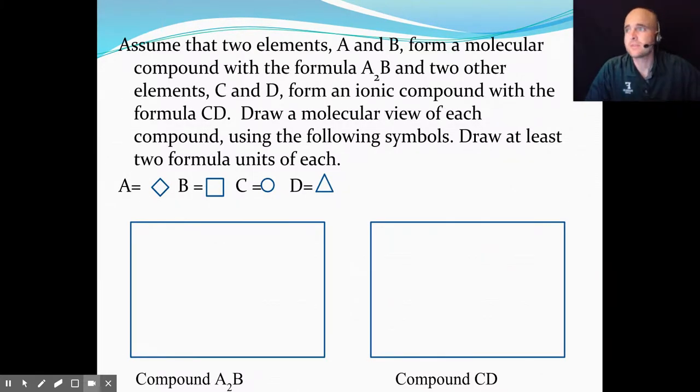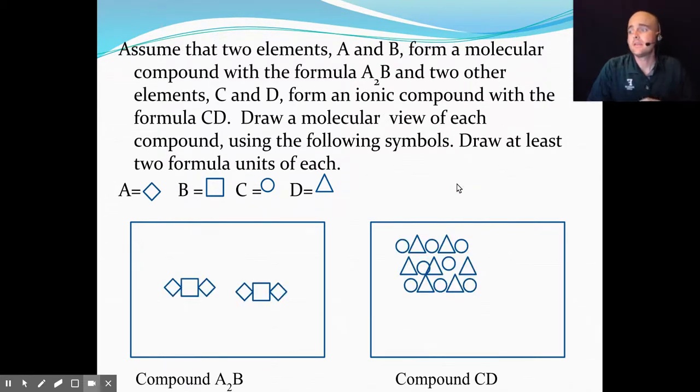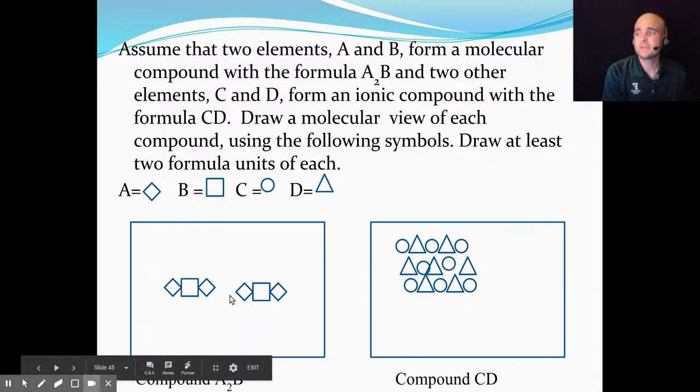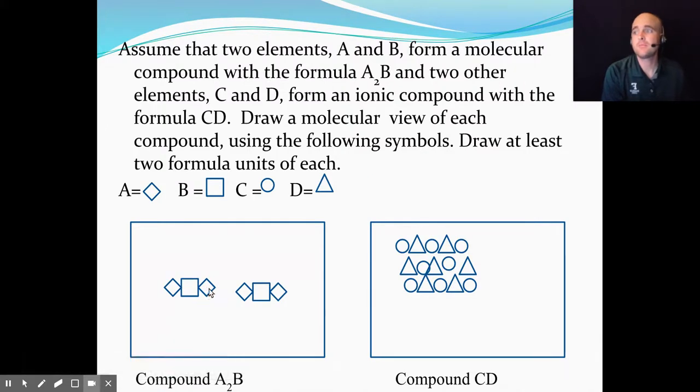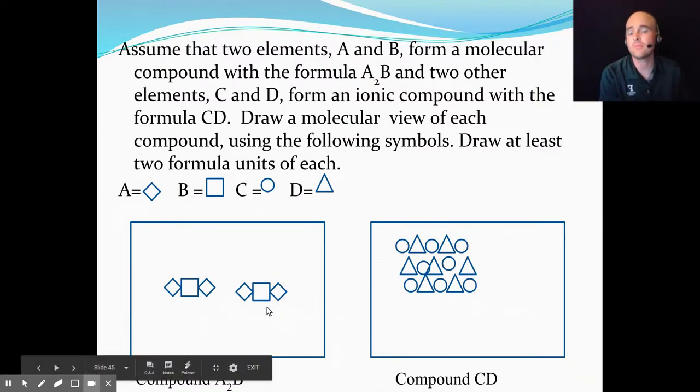Pause and read this question. See if you can draw two formula units of A2B and two formula units of CD. Is this what you get? So if you need two formula units of my molecular bond or my covalent bond, then you would have two exact copies. This is the right answer, the right way to do it, and the only right way to do it.